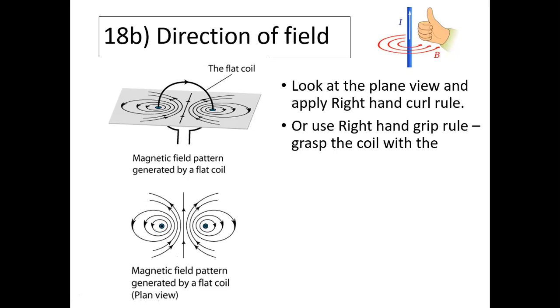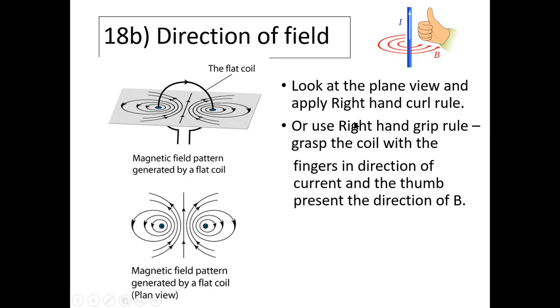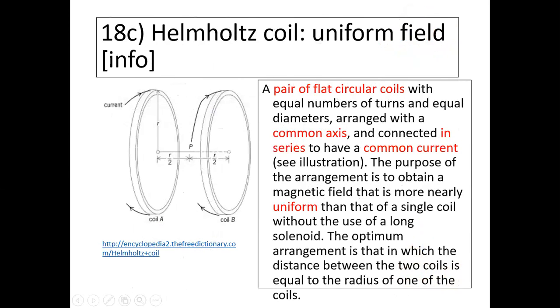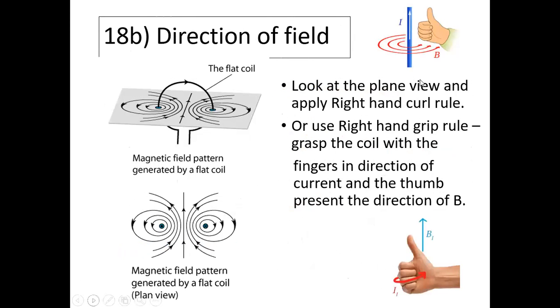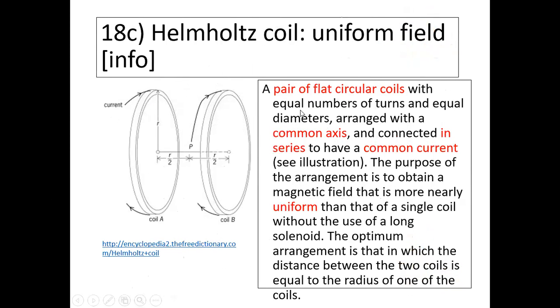Right hand grip rule. Clasp the coil with your fingers. So in this case, it's this way. Grasp it, and then the thumb will represent the direction of the field. To me, this is easier to remember rather than all this unnecessary stuff. As long as you can get the direction. This one is just extra knowledge for you.